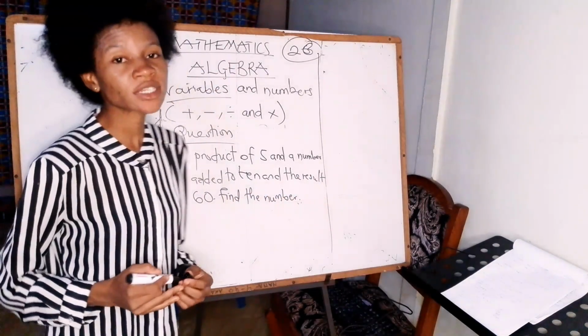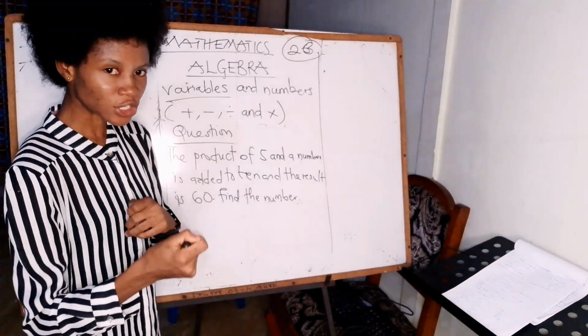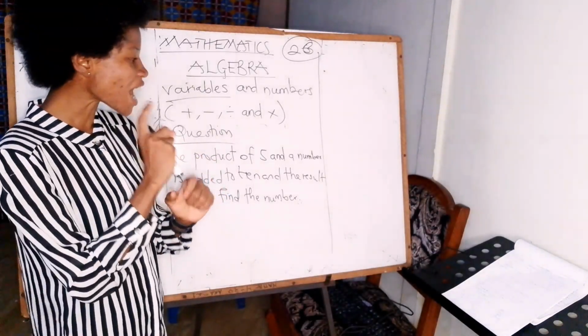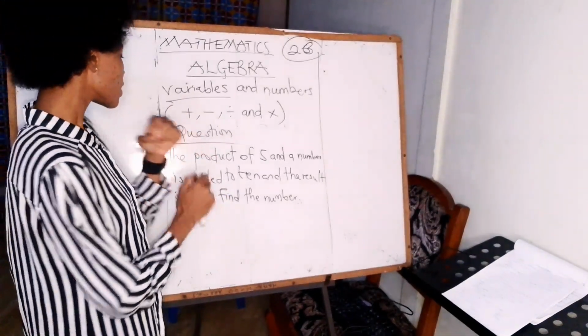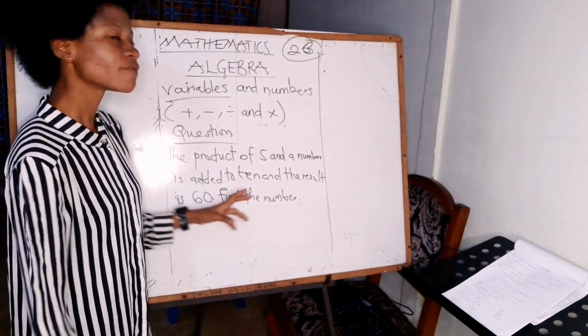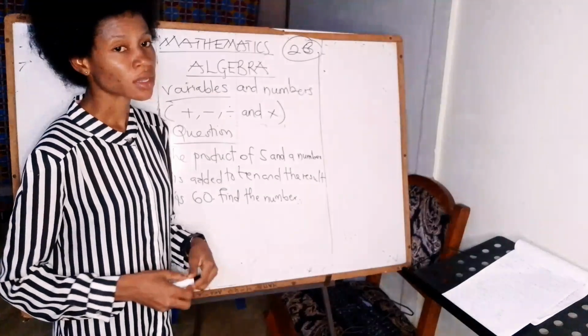So please read the English very well. Take your time and break it down. Deduce your equation before you start. The product of 5 and a number is added to 10 and the result is 60. Find the number. Try this and leave your answers in the comment section.